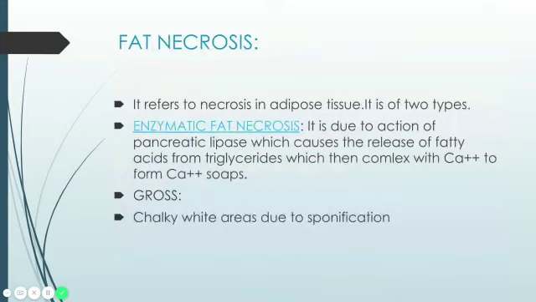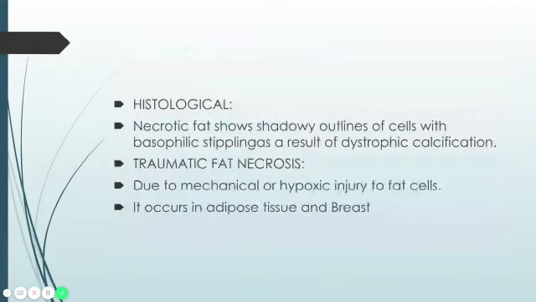What happens in fat necrosis? It refers to necrosis in adipose tissue, basically of two types. Enzymatic fat necrosis is due to the action of pancreatic lipase, which causes the release of fatty acids from the triglycerides and forms complexes with calcium ions to form calcium soaps, which happens in saponification. On gross, it appears as chalky white areas due to the saponification. Histologically, necrotic fat shows shadow outlines of cells with basophilic stippling as a result of dystrophic calcification.